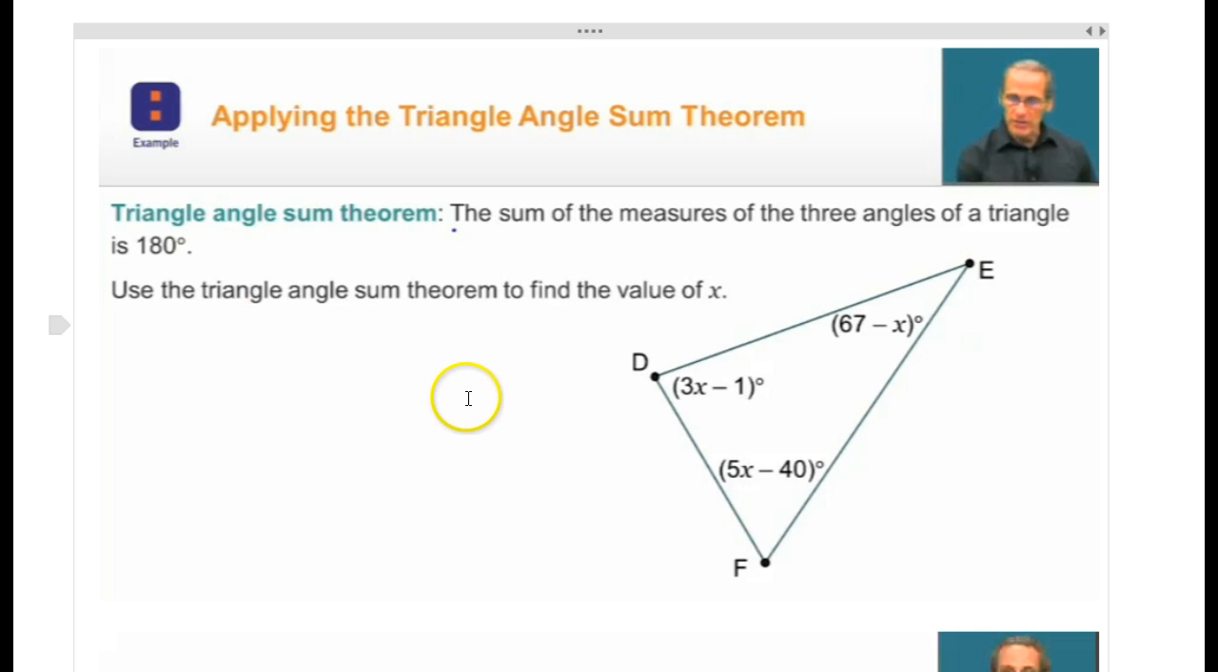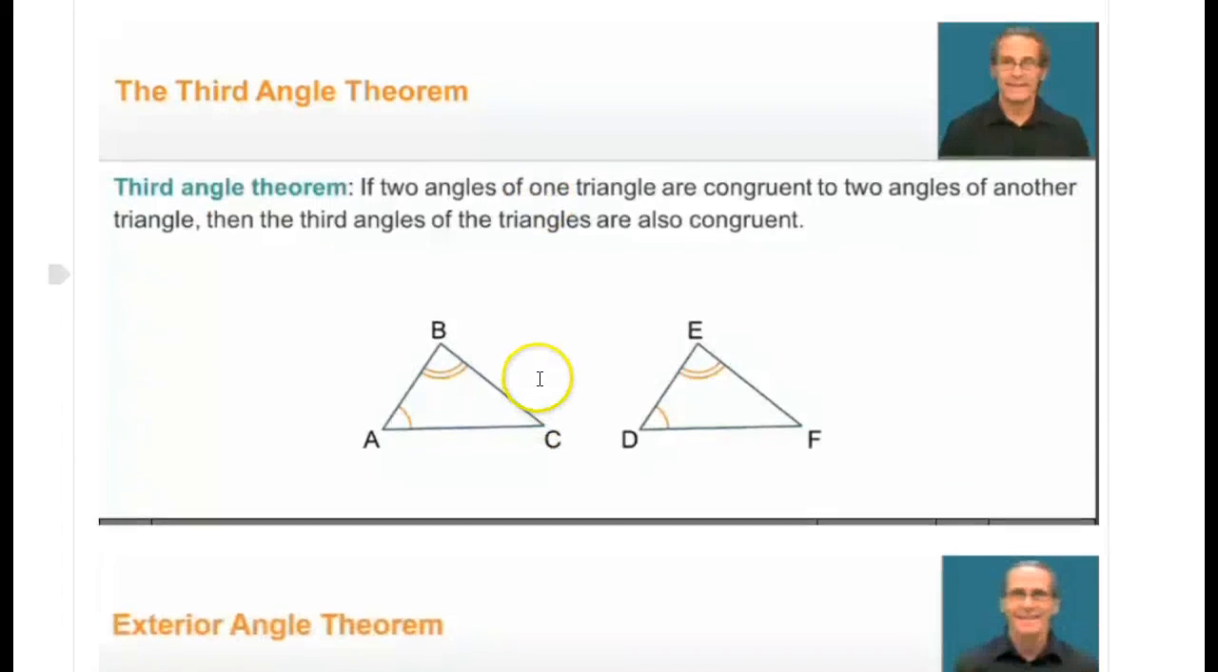This is one of the theorems, the triangle sum theorem. Basically, the sum of the three angles inside a triangle always adds up to 180. Here is another one, the third angle theorem. If two angles of a triangle are congruent to two angles of another triangle, the third angle is also congruent. So angle C would have to be congruent to angle F.